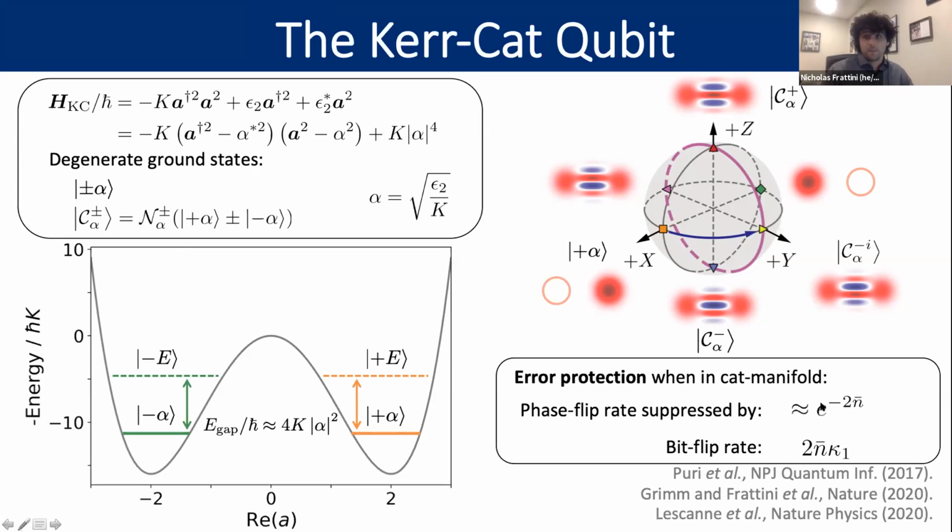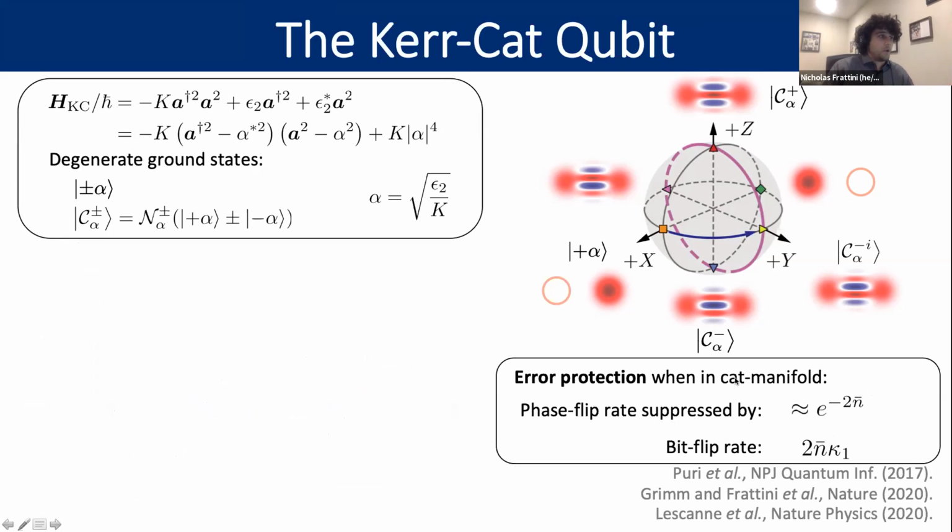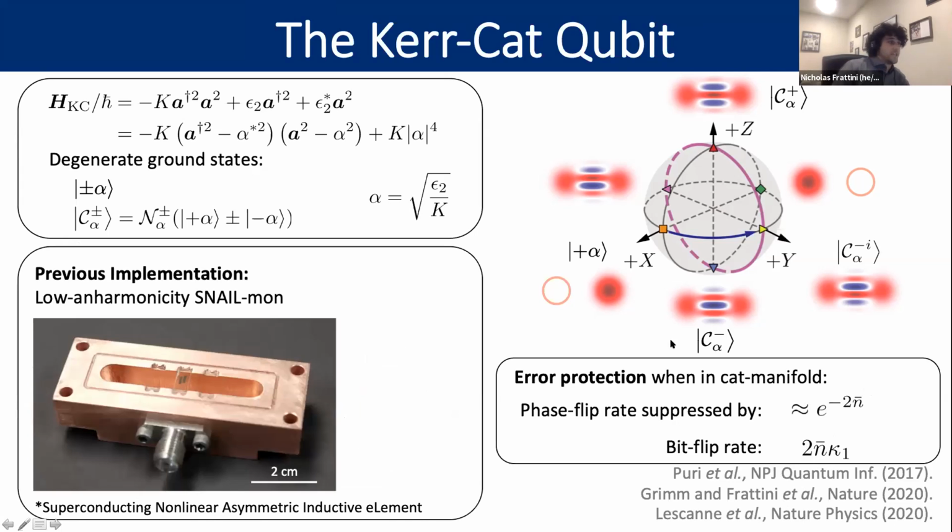So in lab now, how do we actually make this device? Well, Shruti already alluded to it. We'll take a low anharmonicity snail transmon.